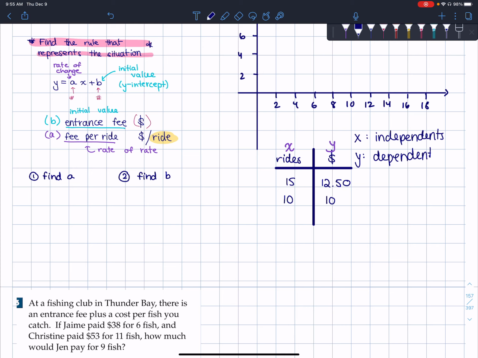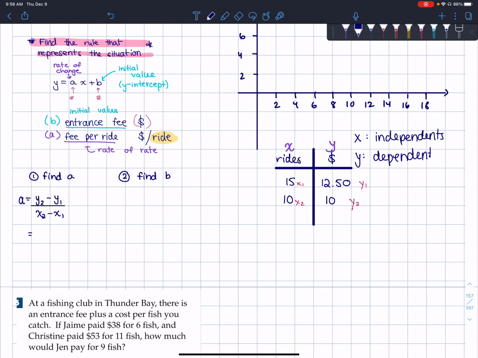What's your formula for finding A? Your formula is y2 minus y1 over x2 minus x1. So we follow the notes. You can use either of these 2 points as your first point. It's up to you. I'm going to label 15 as my first x and 1250 as my first y, and 10 as my second x and 10 as my second y. It doesn't matter. You're going to get the same result one way or another.